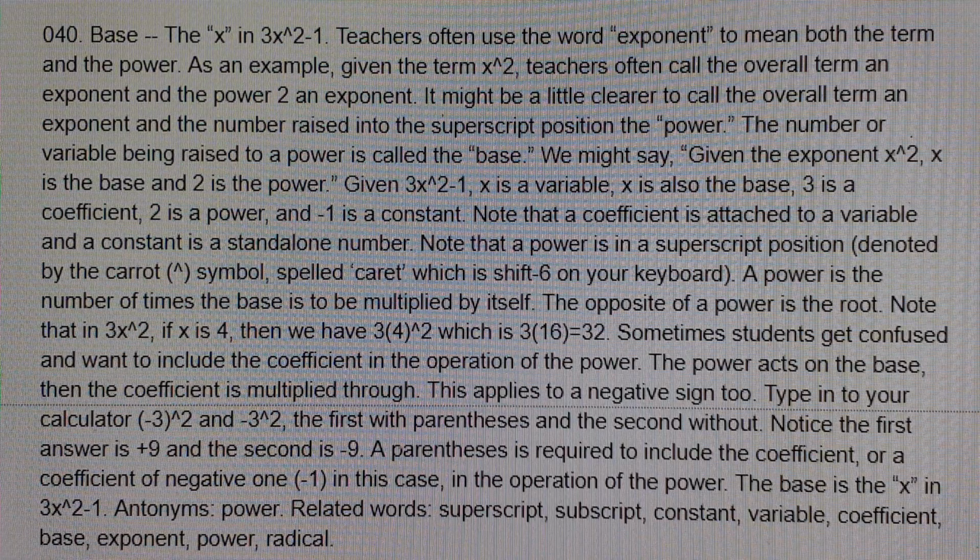Antonyms, power. Related words: superscript, subscript, constant, variable, coefficient, base, exponent, power, radical.